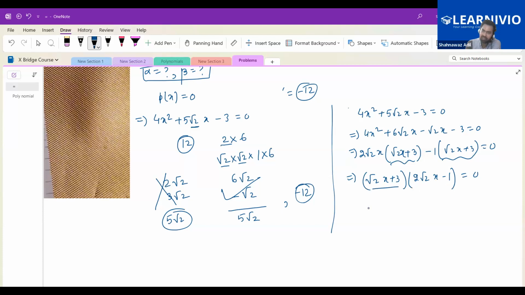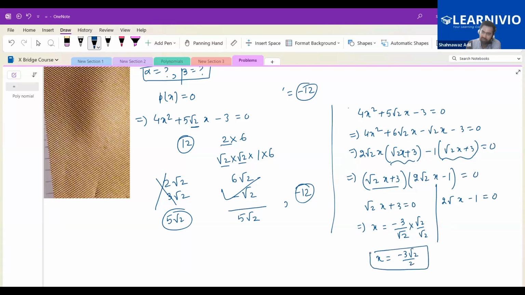So for one, I put this thing equal to 0: root 2x plus 3 equals 0, or we have 2 root 2x minus 1 equals 0. This will give me minus 3 by root 2. So I have to rationalize it, root 2 and root 2, so this is minus 3 root 2 by 2. This is alpha. The other solution is 2 root 2x equals 1, so x is 1 by 2 root 2. I rationalize it, so I will get root 2 by 4. These are the two solutions that I got.